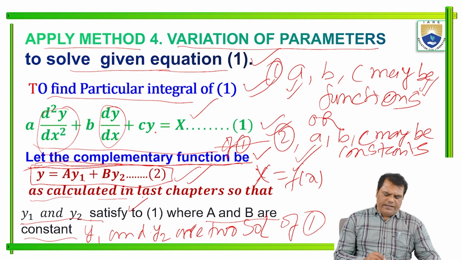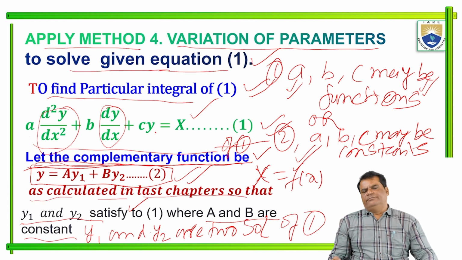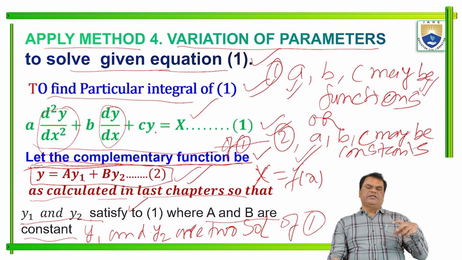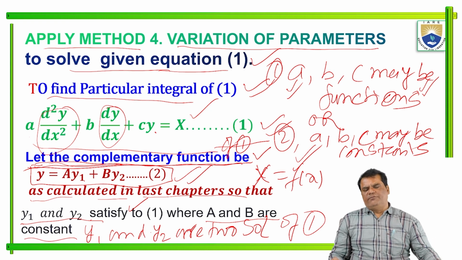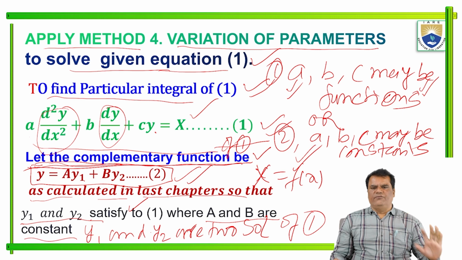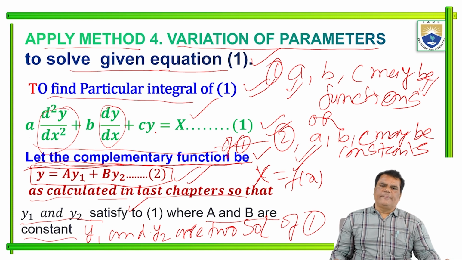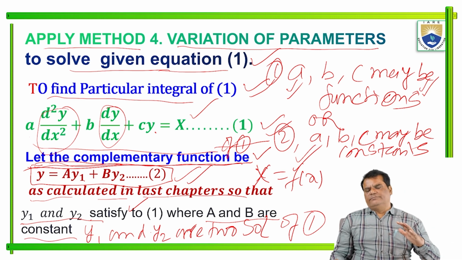This is as calculated in the last chapter in detail: how we can find the complementary function of a given differential equation. The given differential equation may be any type, of variable coefficient or constant coefficient. There is more than one order; the minimum order is 2.